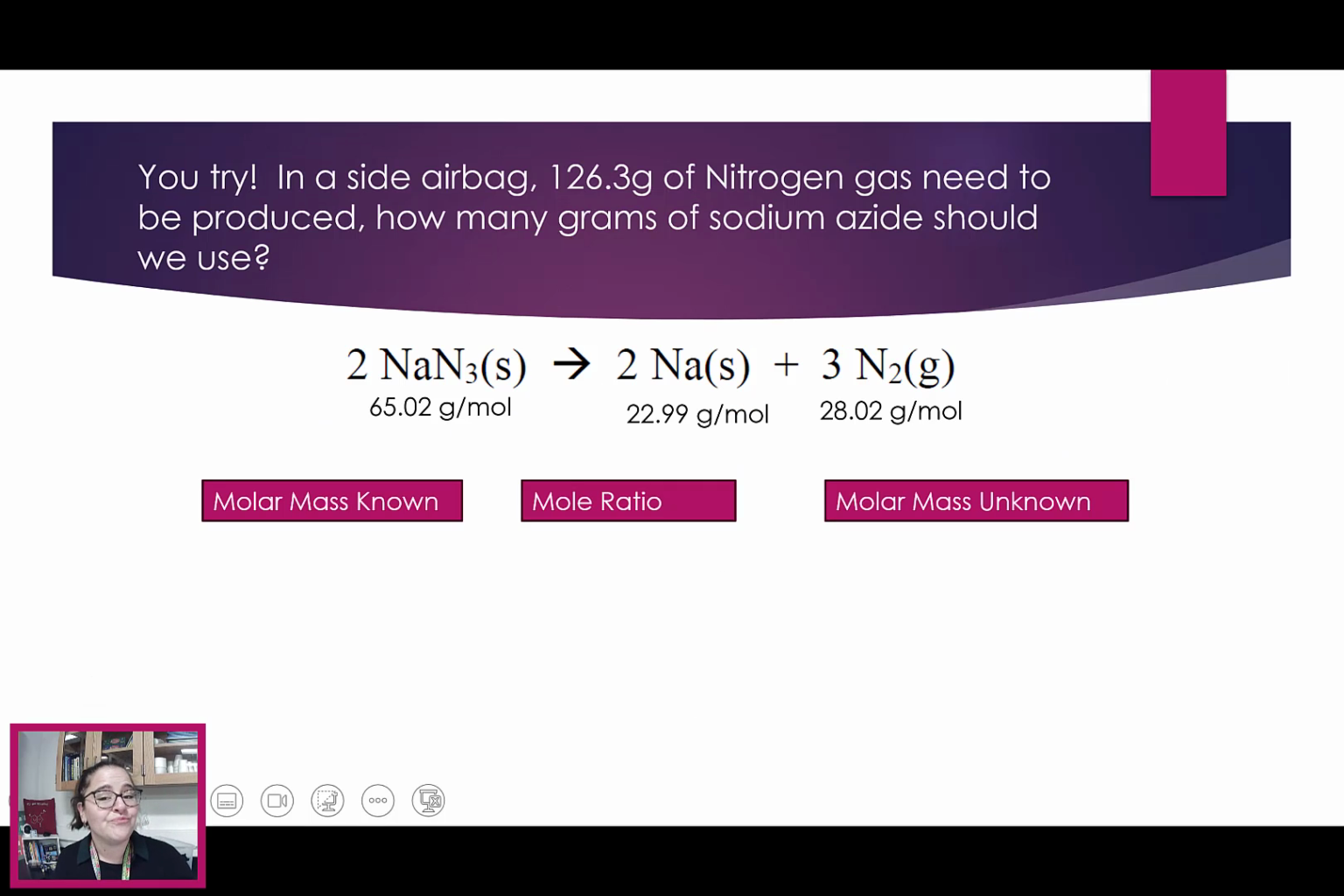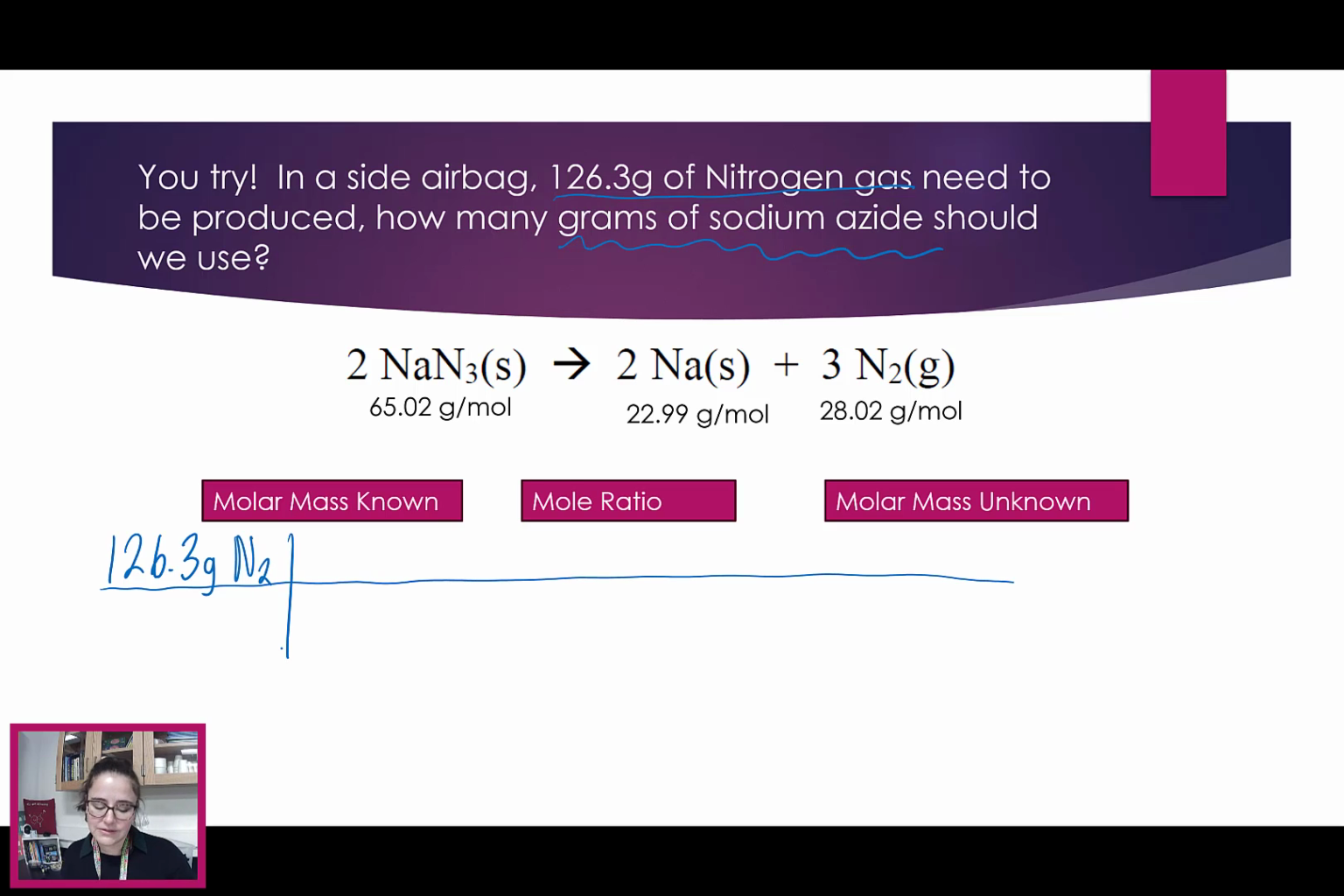Okay, now same setup. Very similar problem, but now it's a side airbag. So in this side airbag, we need 126.3 grams of nitrogen gas. So how many grams of sodium azide do I need? I got my known. I know my unknown. Let's go ahead and get through it. Okay, we got our steps. So we'll start with the 126.3 grams of nitrogen gas.